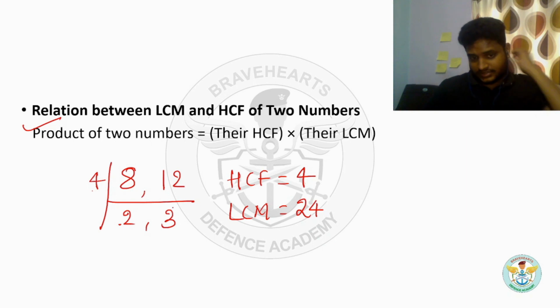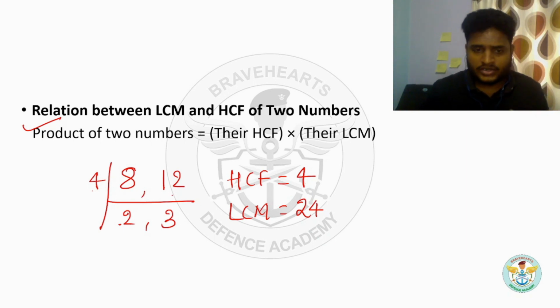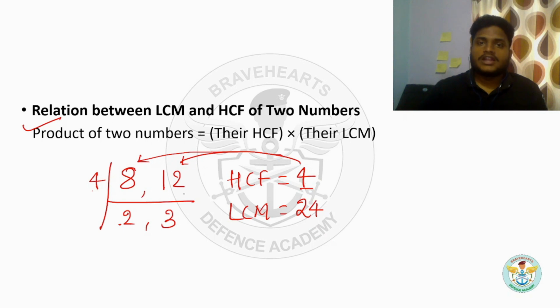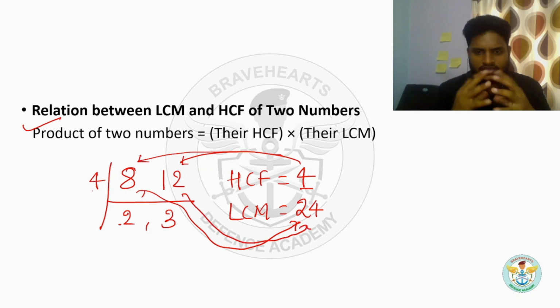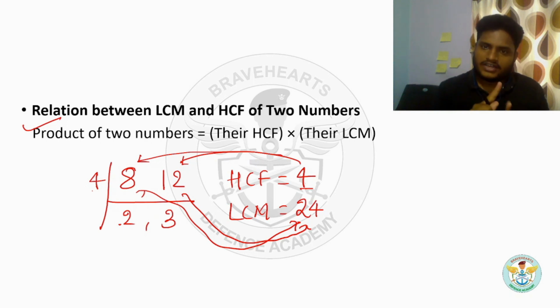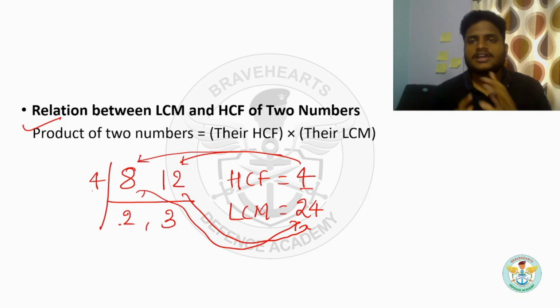Now look at the numbers. I'll teach you one important concept here. Your HCF will divide both the numbers. Your HCF is dividing 8. Your HCF is also dividing the 12. And your numbers will in turn divide your LCM. So 8 is dividing 24 as well as 12 is dividing 24. This is the main concept here. Try to understand this. Your HCF will divide the given numbers and the given numbers will divide your LCM.